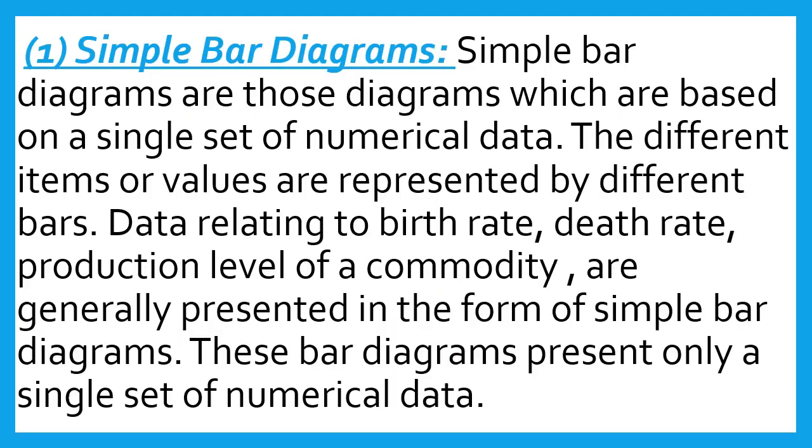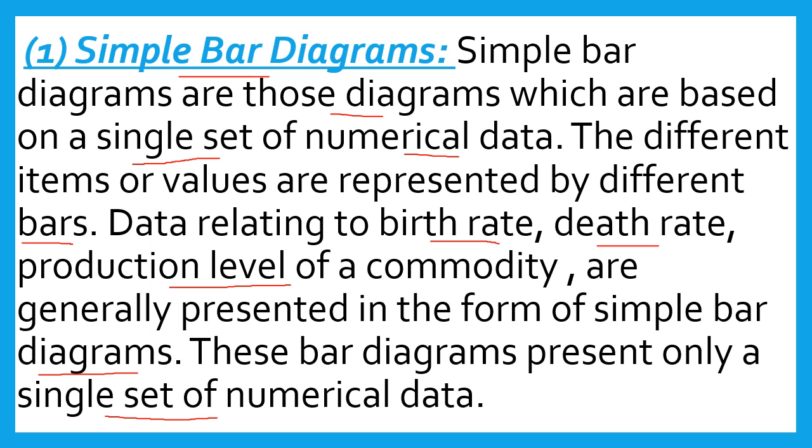Now see, the first type is simple bar diagrams. These are those diagrams which are based on single set of numerical data, which represent only one feature of the data. The different items or values are represented by different bars. Data relating to birth rate, death rate, production level of a commodity are generally presented in the form of simple bar diagrams, and these bar diagrams present only a single set of numerical data.